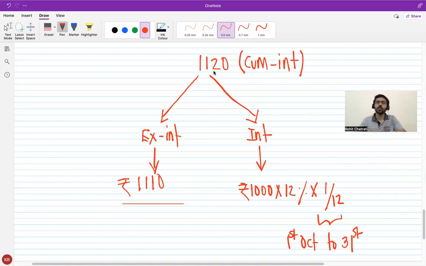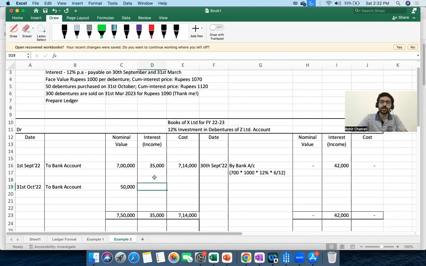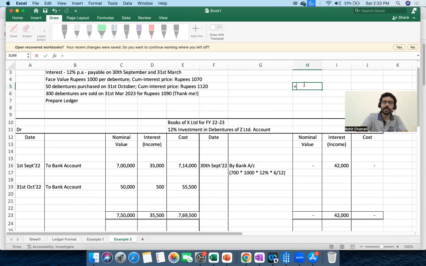Now we are coming back to our ledger. I am going to recognize in the interest column 50 multiplied by 10 rupees. And then in the cost column, I will be recognizing 50 multiplied by 1110. So my total cash outflow, 50 multiplied by 1120, is 56,000.